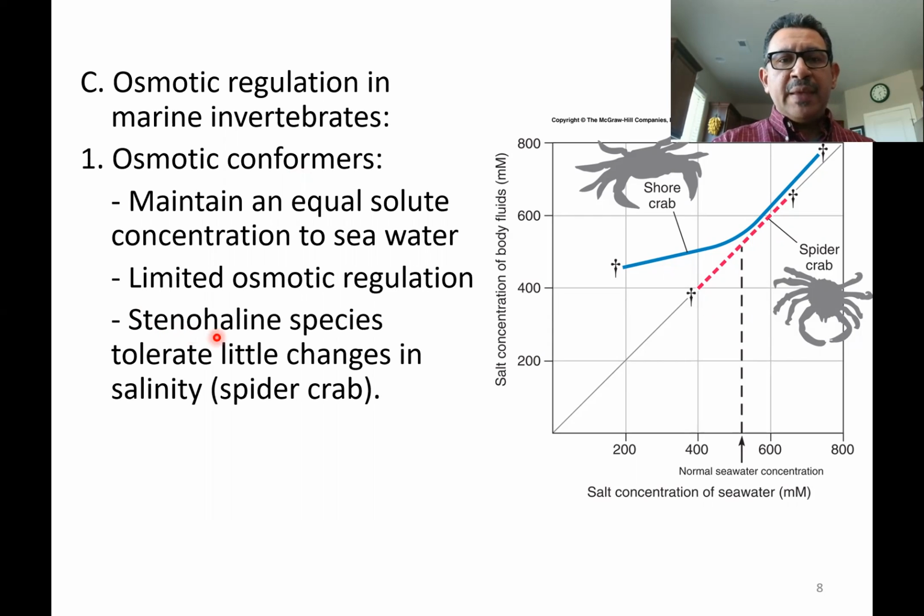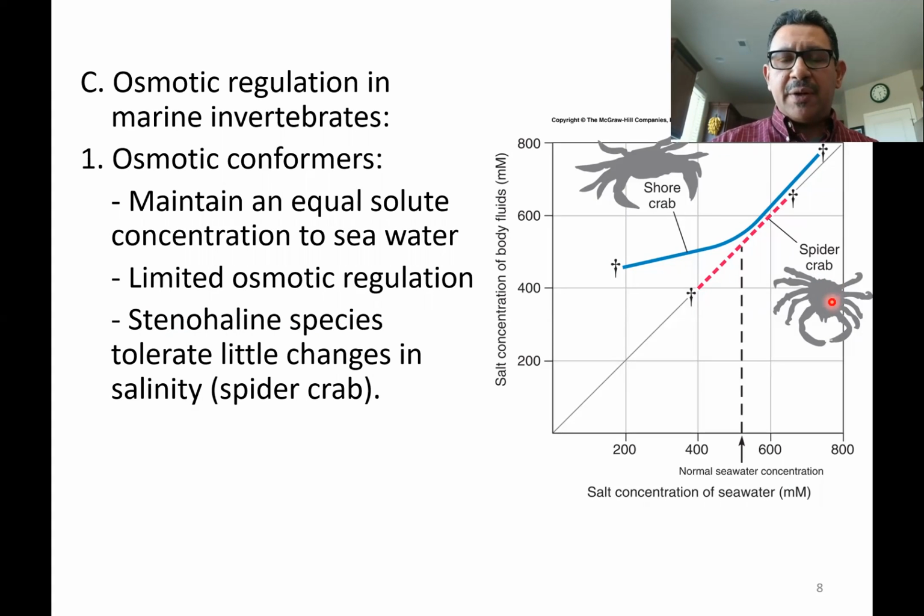One is going to be the species that we can describe as stenohaline. The first part of this word, steno, means narrow. And stenohaline means that these are animals that can only tolerate a narrow range of salinity.